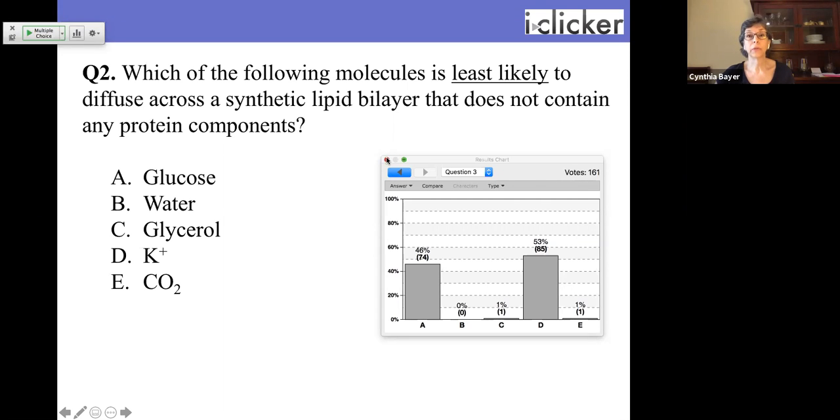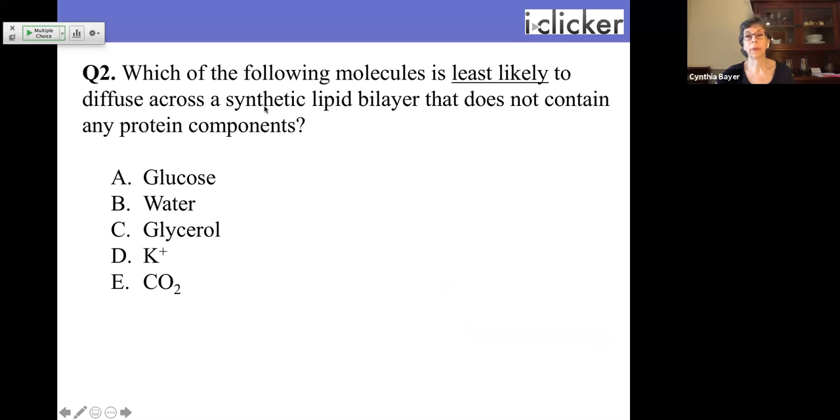A, glucose would not be able to cross a lipid bilayer because it's polar and it's too large. So glucose is going to require a transport protein, a carrier protein. The other one that's going to have a hard time to cross a lipid bilayer or will not be able to would be a potassium ion because of its charge. It's going to require an ion channel to cross the membrane, right? As opposed to carbon dioxide, small gas, non-polar, can cross that lipid bilayer. Water can, even though it's polar, it's small enough that it can. And glycerol, again, small enough that it can cross a lipid bilayer.